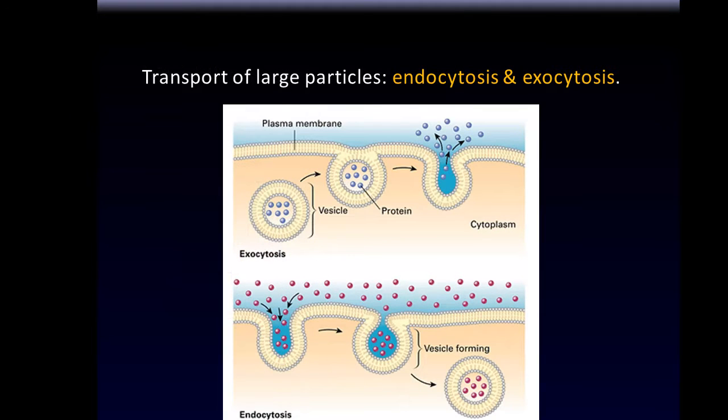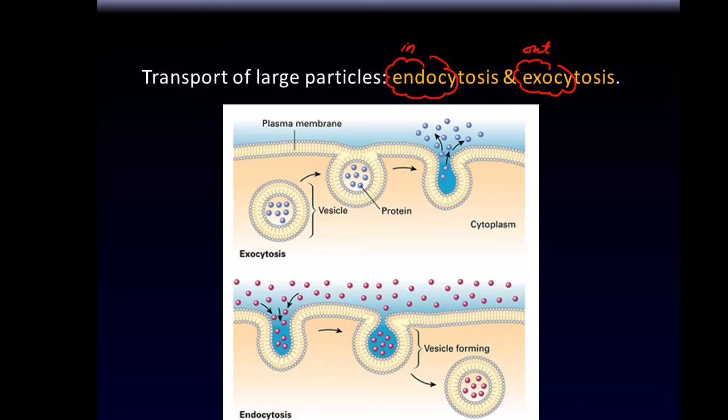Alright. Now, talking about those big things, how do they come in? Those processes are given special names. They're called endocytosis, exocytosis. Exo means out, like exoskeleton. Endo means in, like endoscopy, inside looking, right? So endocytosis, eating inside, bringing in the cell. Exocytosis is taking things out of the cell.